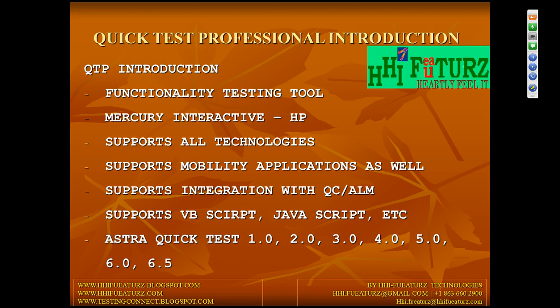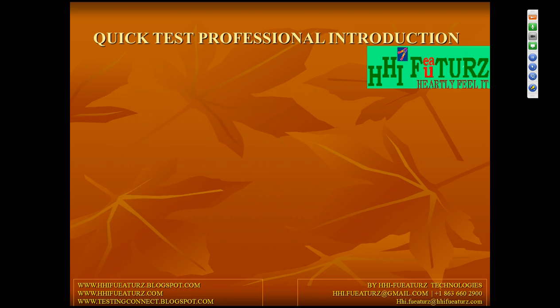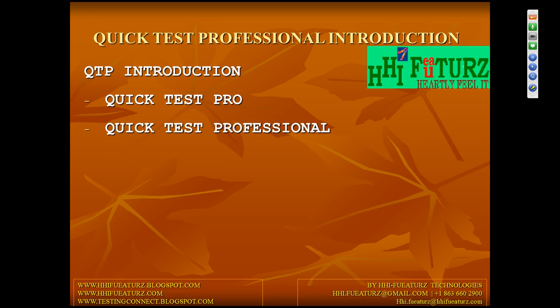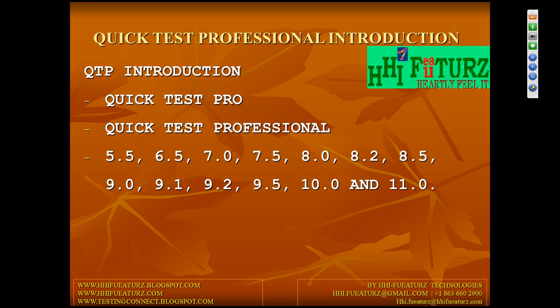Originally, the first name for QTP was Astra QuickTest, with different versions like 1.0, 2.0, 3.0, 4.0, 5.0, 6.0, and they stopped at 6.5. Then they came up with QuickTest Pro, then renamed it to QuickTest Professional. In QuickTest Professional, these are the different versions you will come across.